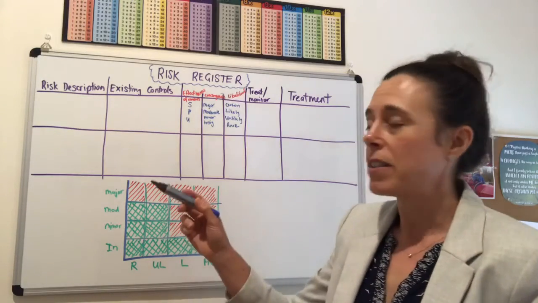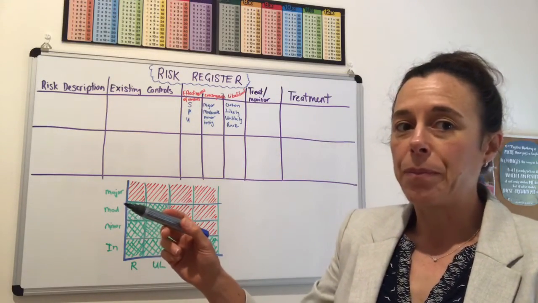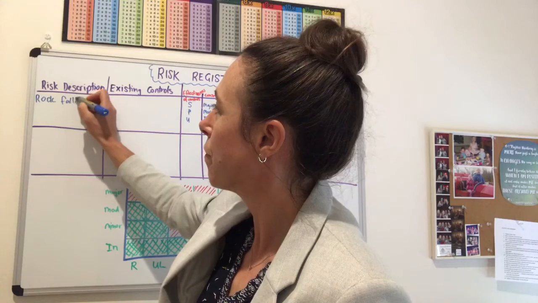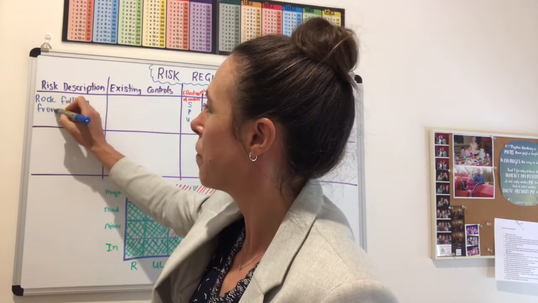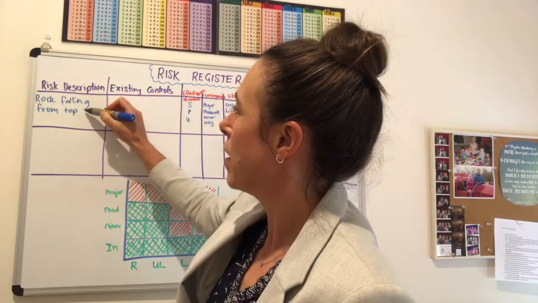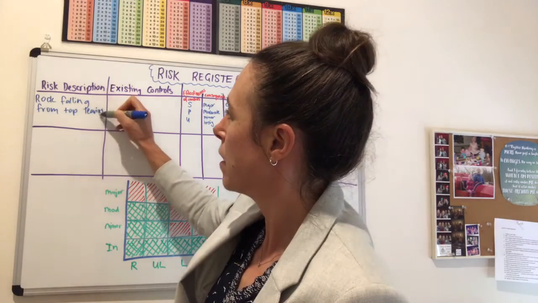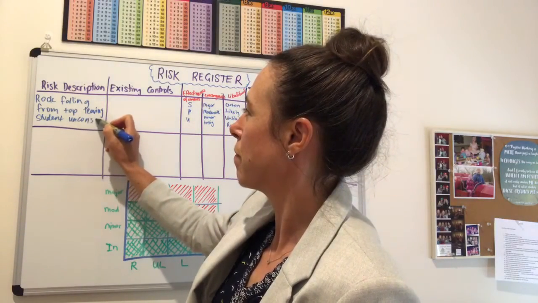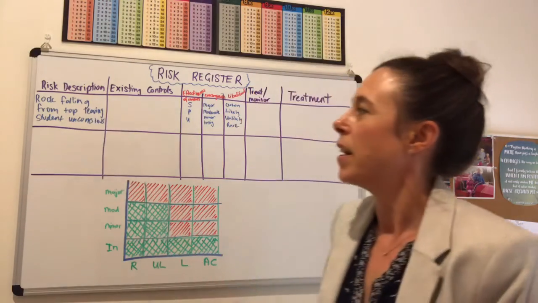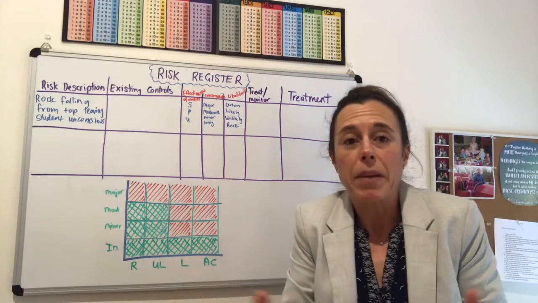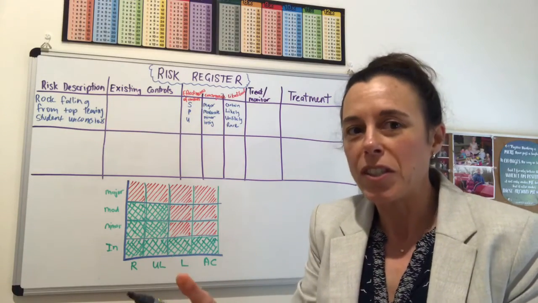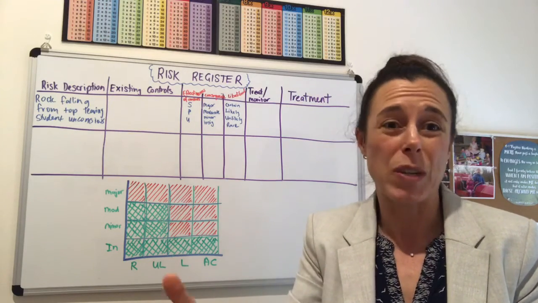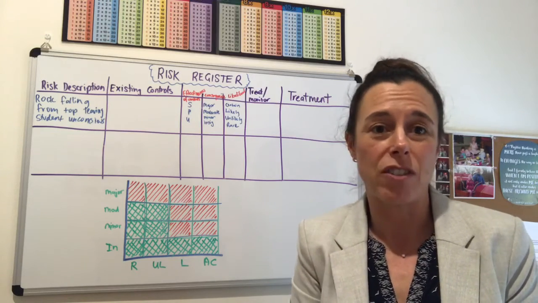So I'm going to say the risk description is rock falling from top, leaving student unconscious. Okay, so the risk description, what's going to happen? So the risk description can't just be rock falling. Okay, we want to know what is happening and what the consequence of that is. So we've got a falling rock and we're going to leave a student unconscious.